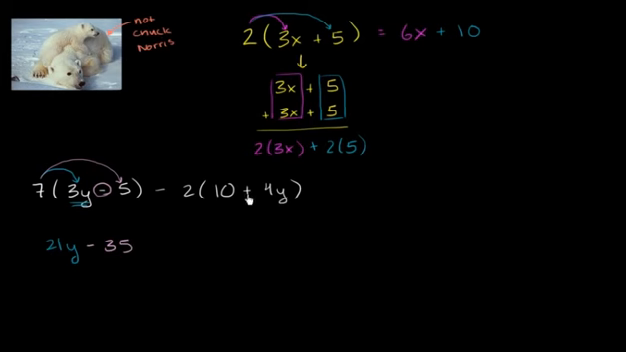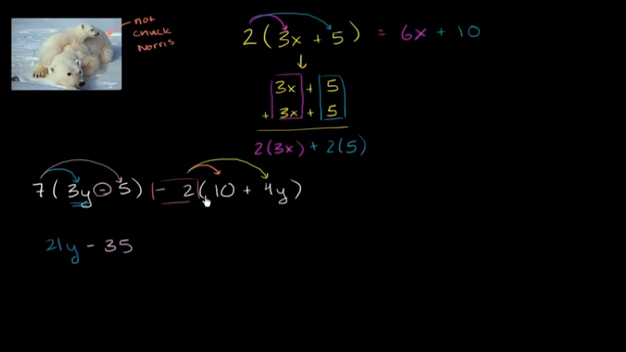Let's simplify the right-hand side. You might be tempted to say, oh, 2 times 10 and 2 times 4y, and then subtract them. And if you do that right and you distribute the subtraction, it would work out. But I like to think of this as negative 2, and we're going to distribute the negative 2 times 10, and then negative 2 times 4y.